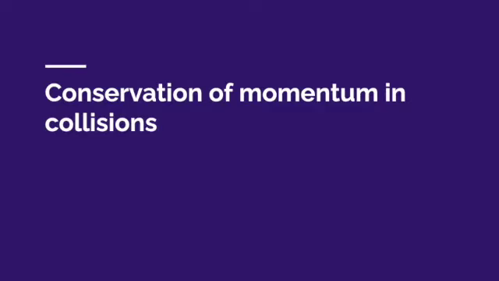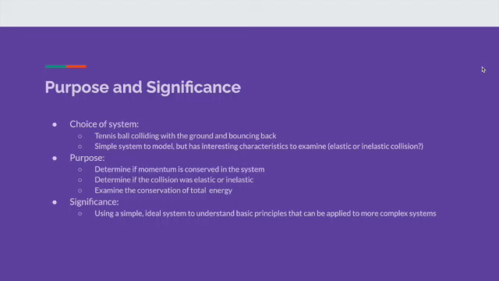For this lab, I chose to examine conservation of momentum during collisions. The system I chose was a tennis ball colliding with the ground and bouncing back up several times. I chose this system because it's simple to model but has interesting characteristics to examine, such as if the collision with the ground was elastic or inelastic.